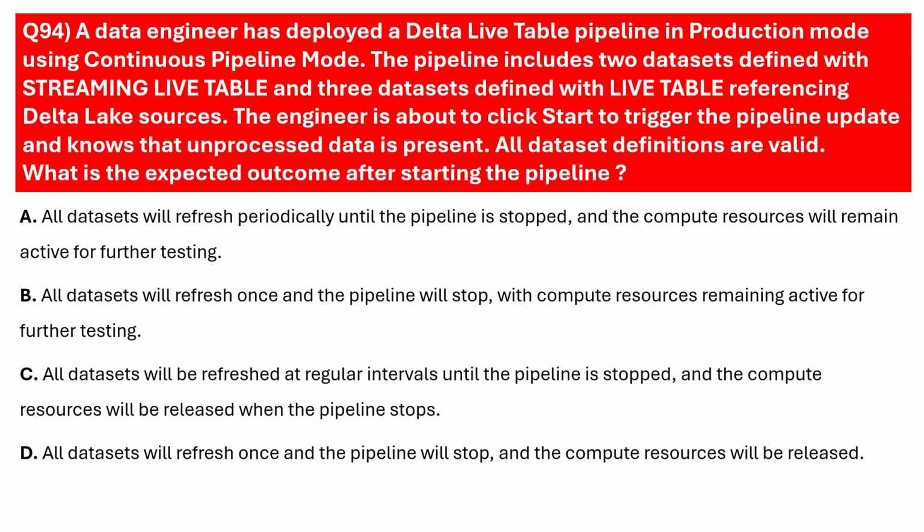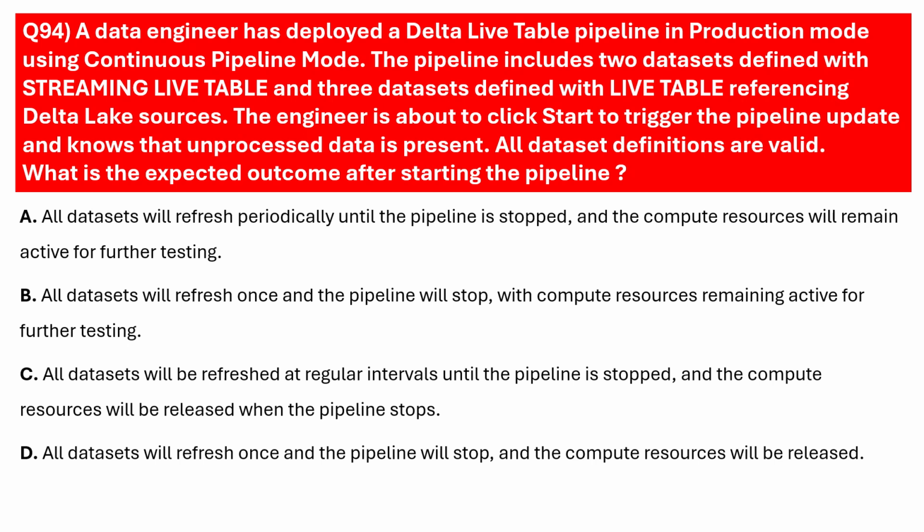Q94. A data engineer has deployed a Delta Live Tables pipeline in production mode using continuous pipeline mode. The pipeline includes 2 datasets defined with streaming live table and 3 datasets defined with live table referencing Delta Lake sources. The engineer is about to click Start to trigger the pipeline update and knows that unprocessed data is present. All dataset definitions are valid. What is the expected outcome after starting the pipeline?